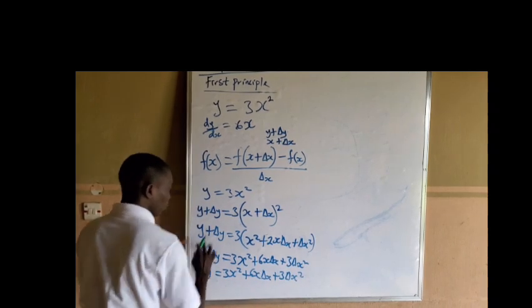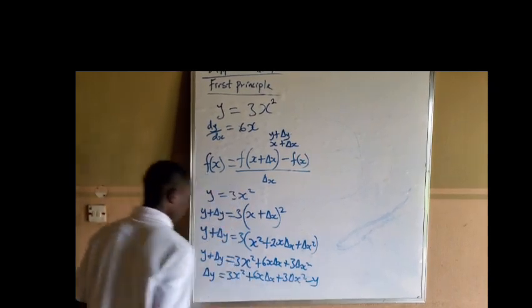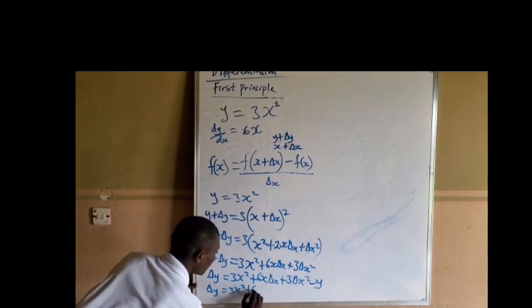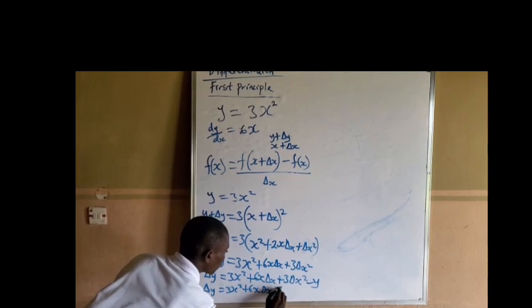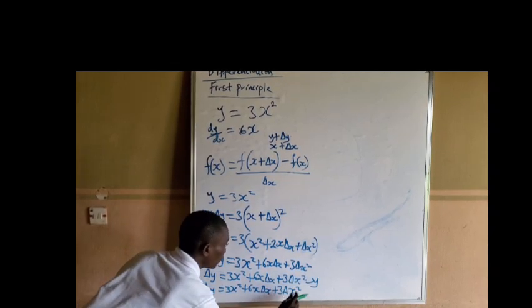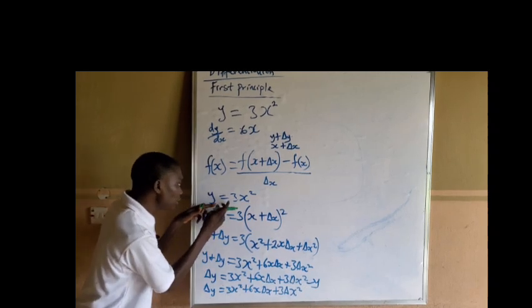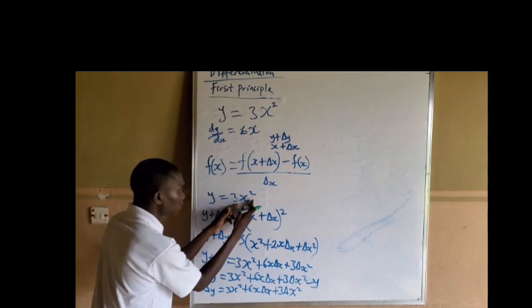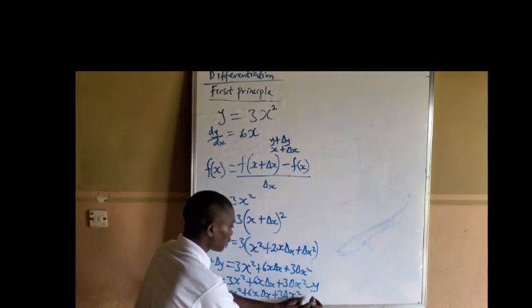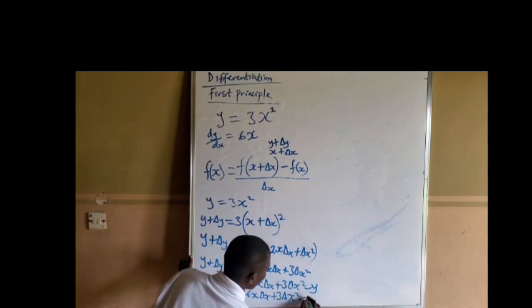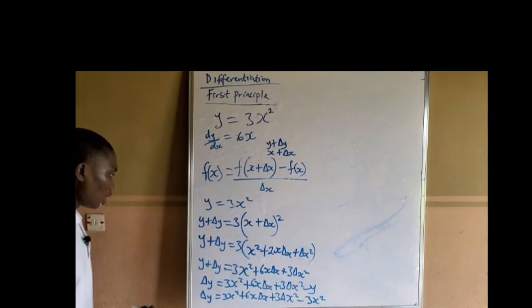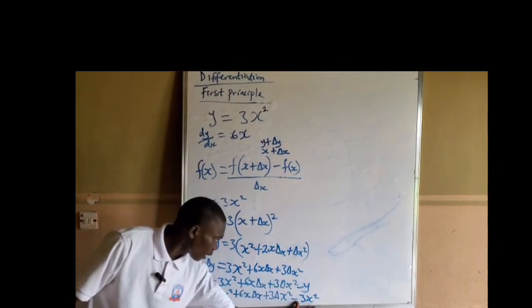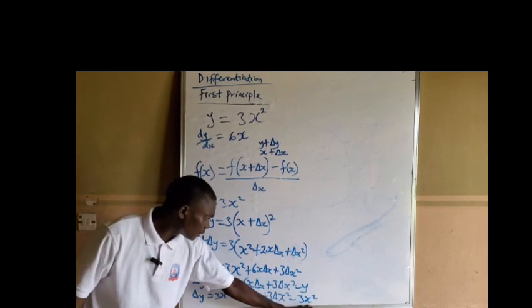By the time this y crosses the equality sign, it changes to minus y. So we have change in y equals 3x squared plus 6x change in x plus 3 change in x squared, minus y. Remember from the beginning that y is given to be 3x squared, so by substituting this into this, we have minus 3x squared. Now if you look at it, we have 3x squared, and we also have minus 3x squared here. So we cancel this.